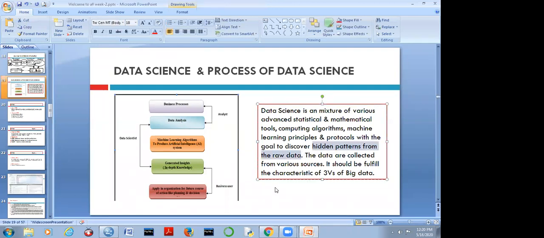Say, on the basis of simple analytics, we can understand, we can process the data, we can get some results. But if you go more in depth, for more insight of that data, and you are not satisfied with one or two patterns, you want hundreds of patterns, many patterns, thousands of patterns, in that case you enter into data science. The data is a collection from various sources. It should fulfill the characteristics of the 3 V's: velocity, variety, and volume of big data.